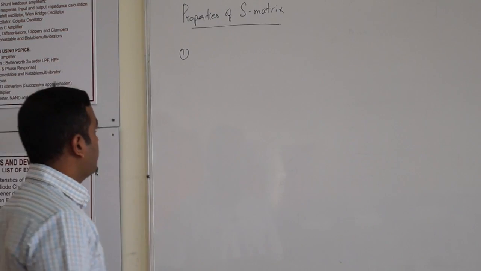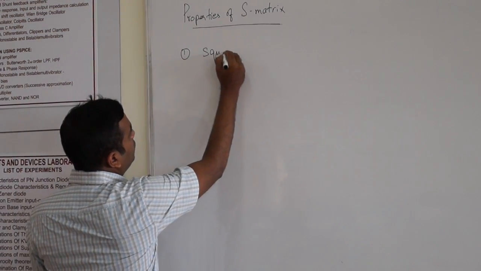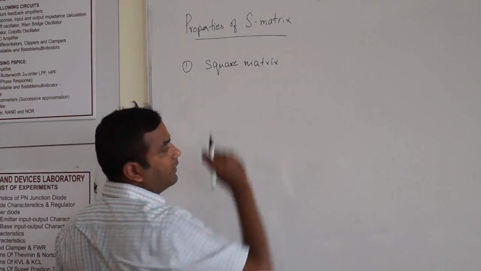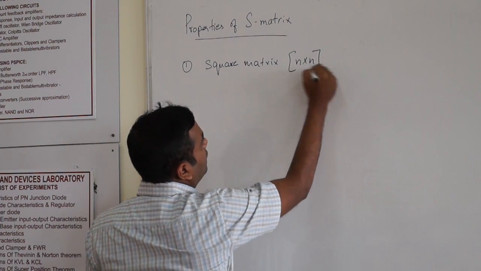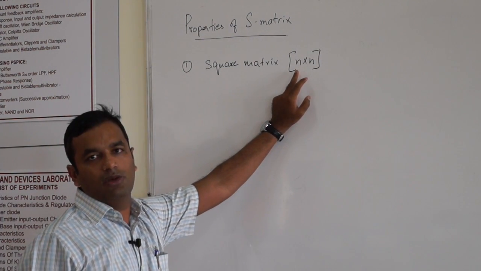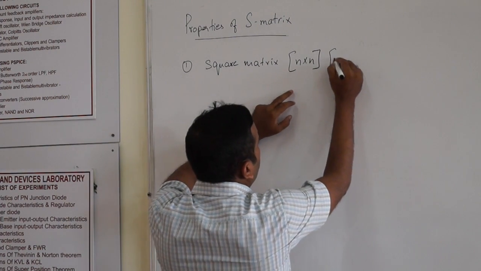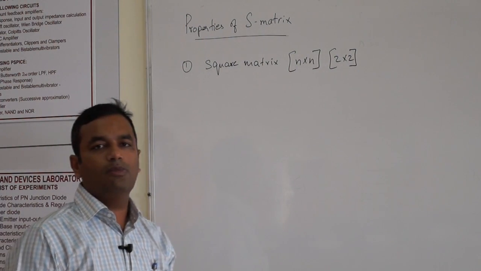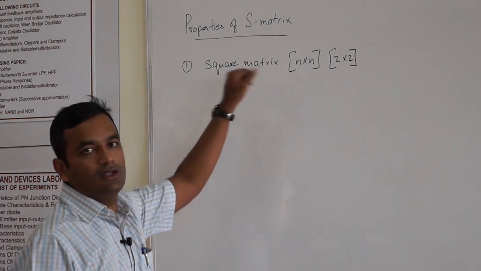So let's start off with the properties of the S matrix. The first property of the S matrix is that it is usually a square matrix. The S matrix is a square matrix of order n cross n, where n represents the number of ports in the network. Suppose we have a two-port network, then it will be a 2 cross 2 matrix. If it's a circulator of, say, 3 ports, then we'll have a 3 cross 3 matrix. So the S matrix is a square matrix.